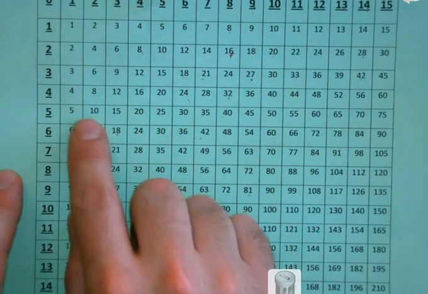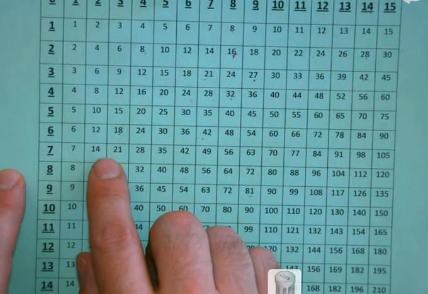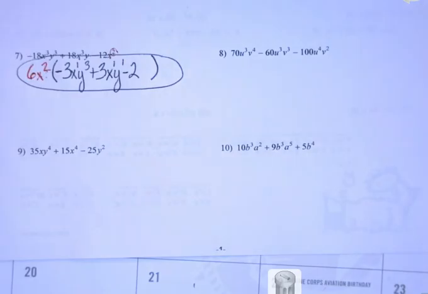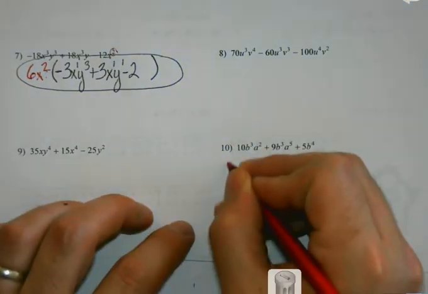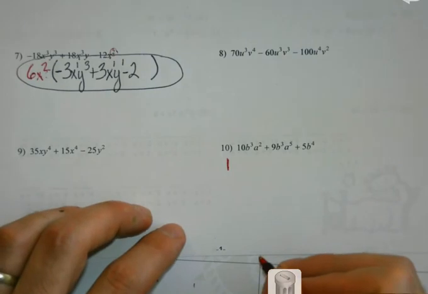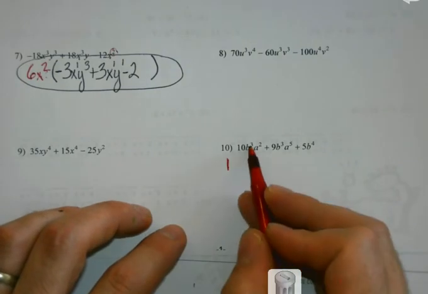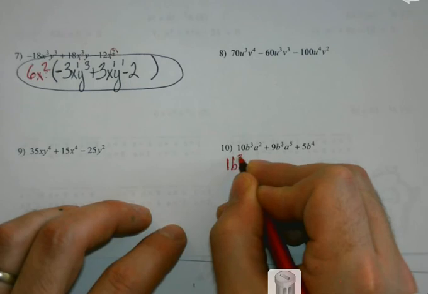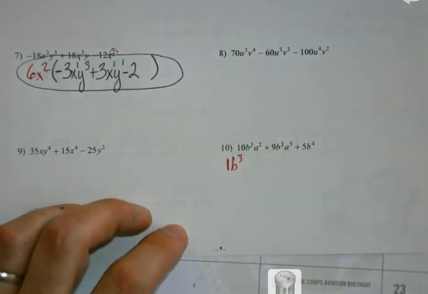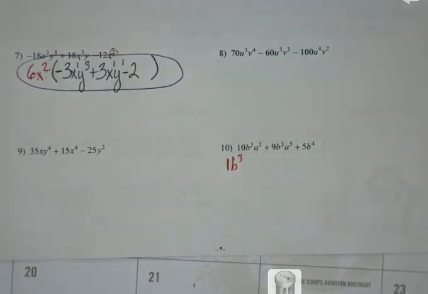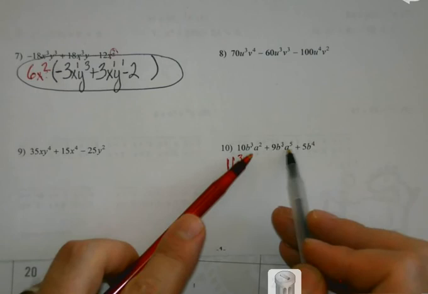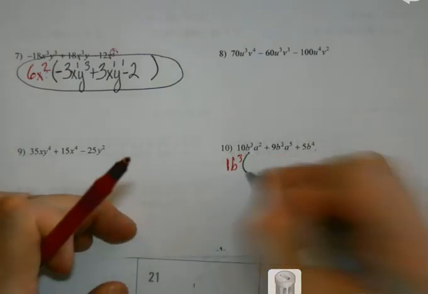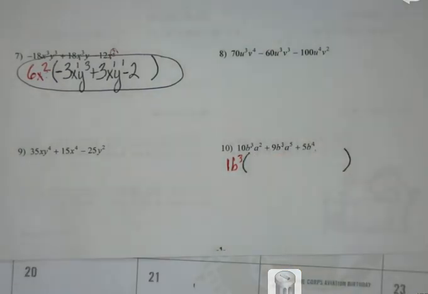There's 5 and 10, but no 9. Yeah, looks like it's just going to be 1. Okay, so we get a 1. Do all my terms have a b? Yes. I'm looking for the smallest number. I see a 3. Do all my terms have a's? No, the first two do, but this one doesn't. So I can't take out any a's.